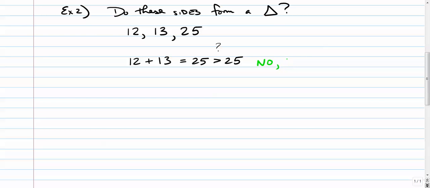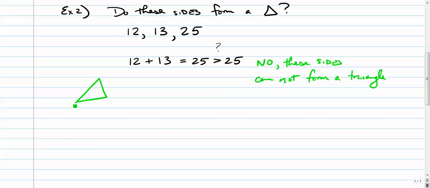So it immediately fails. No, these sides cannot form a triangle. It's impossible. What that means is if you literally had a stick that's 12 inches long, one that's 13 inches long, and one that's 25 inches long, if those were precisely those lengths, you are physically unable to create a triangle that meets at each vertex. You can create a triangle that kind of looks like this sometimes, where there's a little bit of an overlap here, but you won't be able to create a nice triangle that meets all at the same vertex.